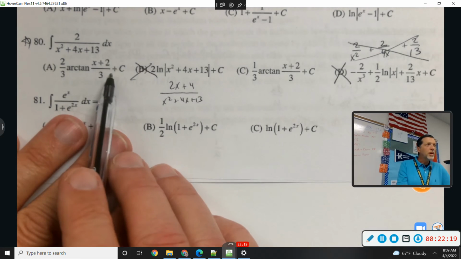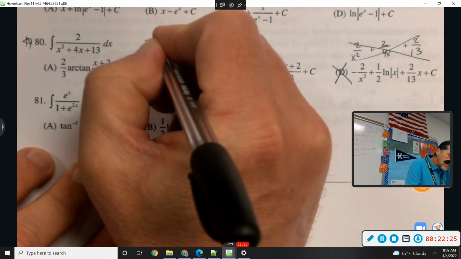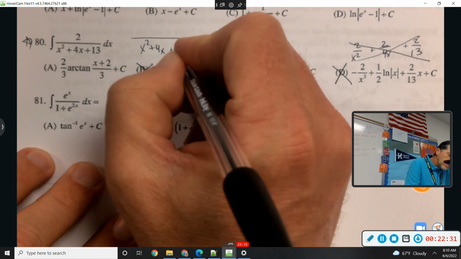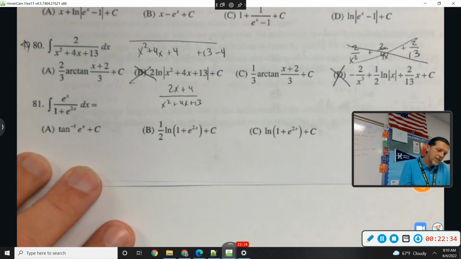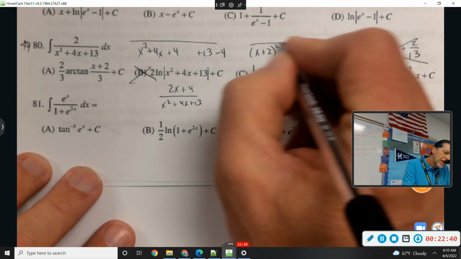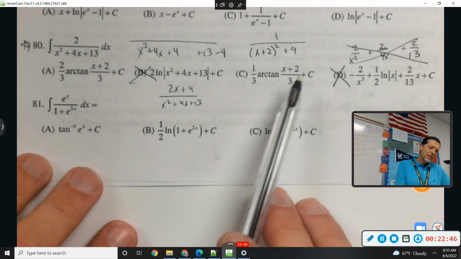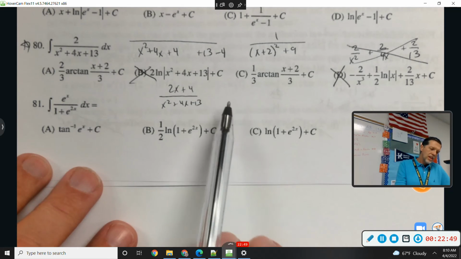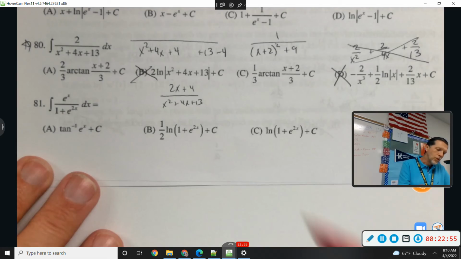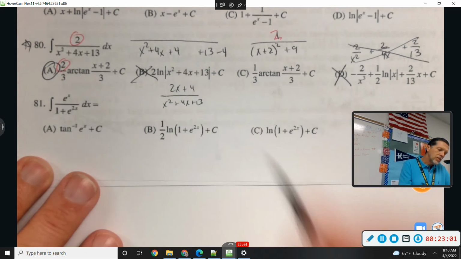This would be a complete the square problem. x squared plus 4x. Let's see, so that'd be plus 4 minus 4. So x plus 2 squared plus 9. And now that looks like an arctan thing. And I don't know where the 2/3 would come from. I see the 1/3. Oh, the 2 is in the numerator. That's where that 2 would come from. So it'd be answer choice A.